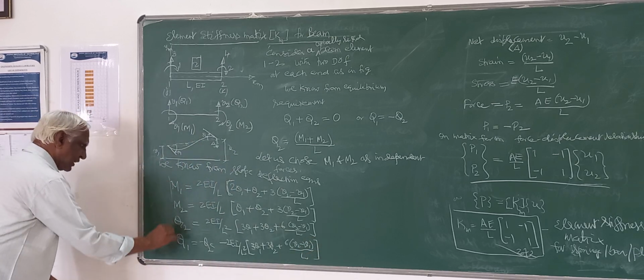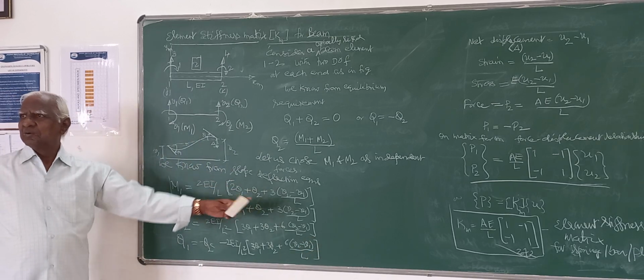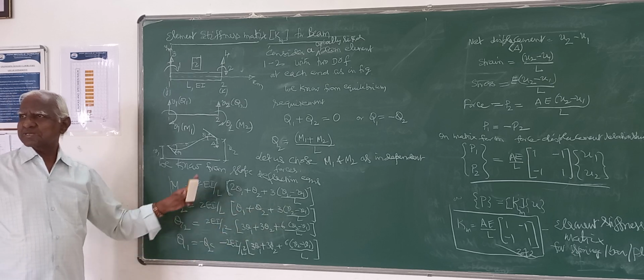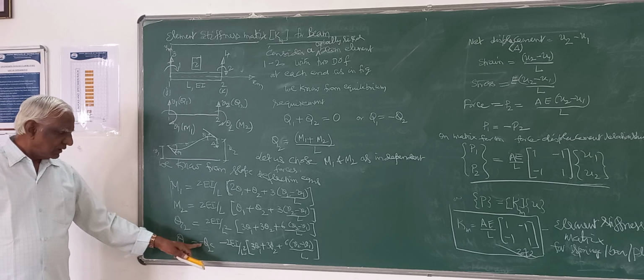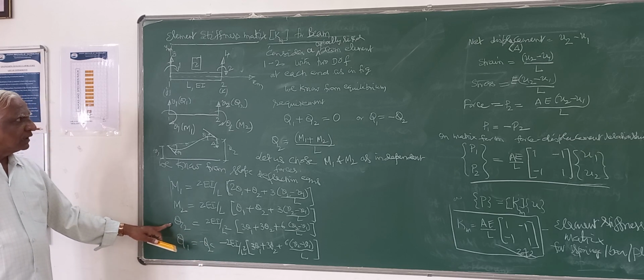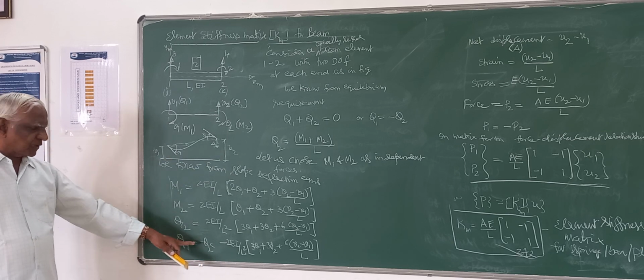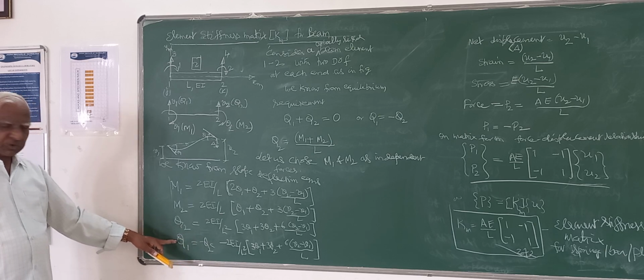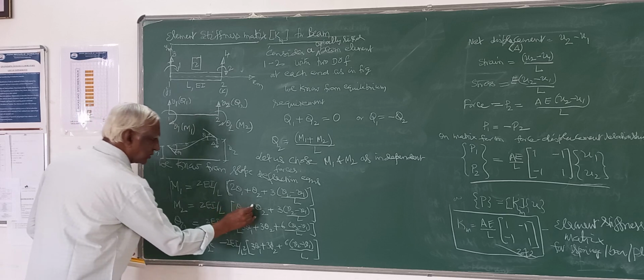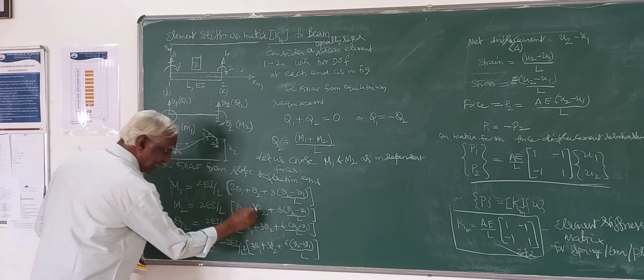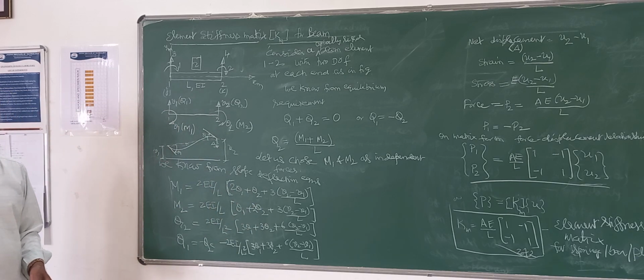So I got the relationship between forces and displacement like this. Second, M2. Q1 equals minus Q2. Which one? M2 is equal to, this is 2 theta. Yes. Correct? That's 2 theta.